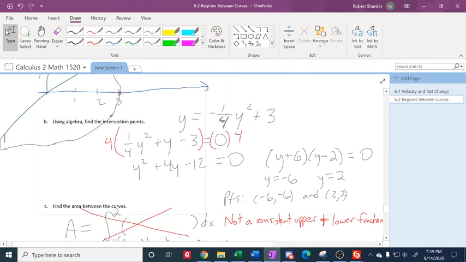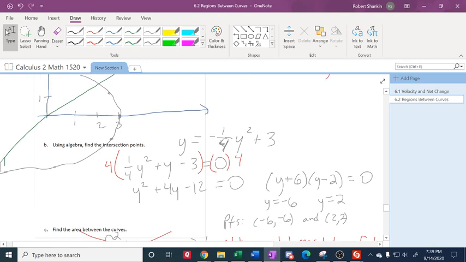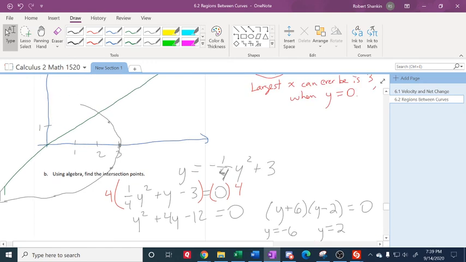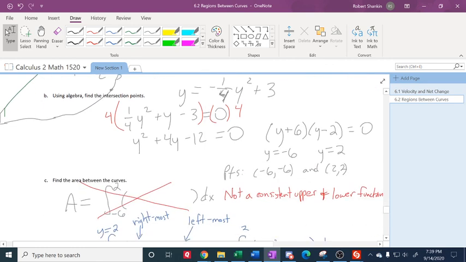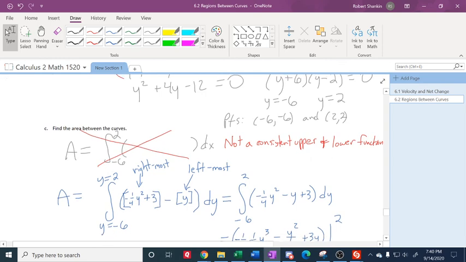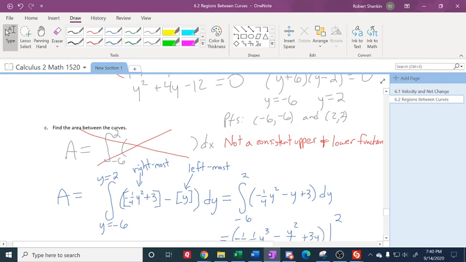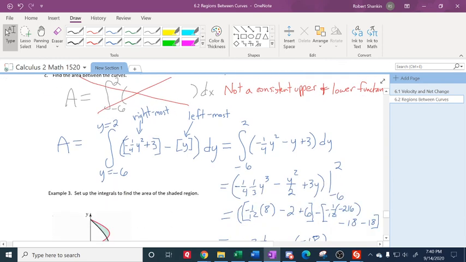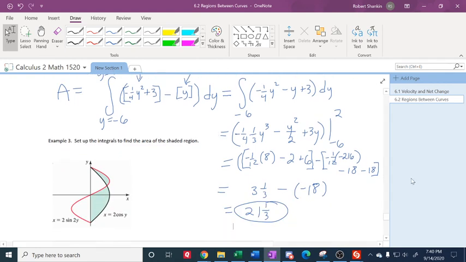And the critical part of this, though, is to see that it doesn't have a consistent upper and lower function, only out to 2. From 2 to 3, it's got something else, so we needed to do this. Well, it really helped to do it this way. We could have done it the other way, but it would have just taken a lot longer. All right.